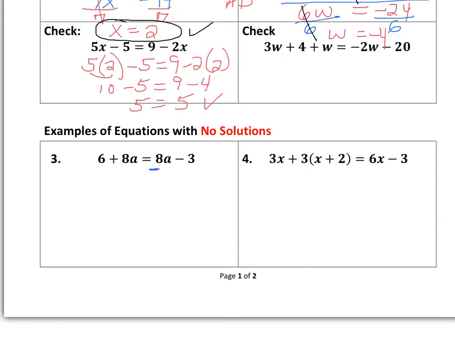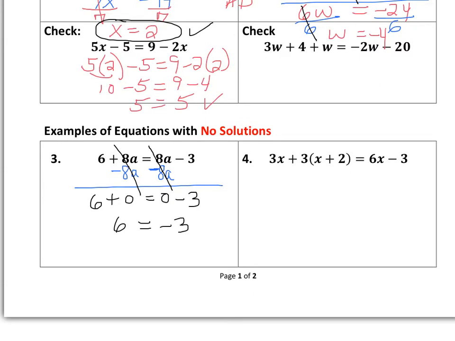If I want to do the inverse operation and bring that over to the other side of the equal sign, what I get is opposites reducing out to 0. 8a minus 8a is 0. Over here, 8a minus 8a is 0. They're both 0. So we have down here 6 plus 0 equals 0 minus 3. 6 plus 0, of course, is 6, and 0 minus 3 is negative 3. Now what's going on here? 6 can't possibly equal negative 3.